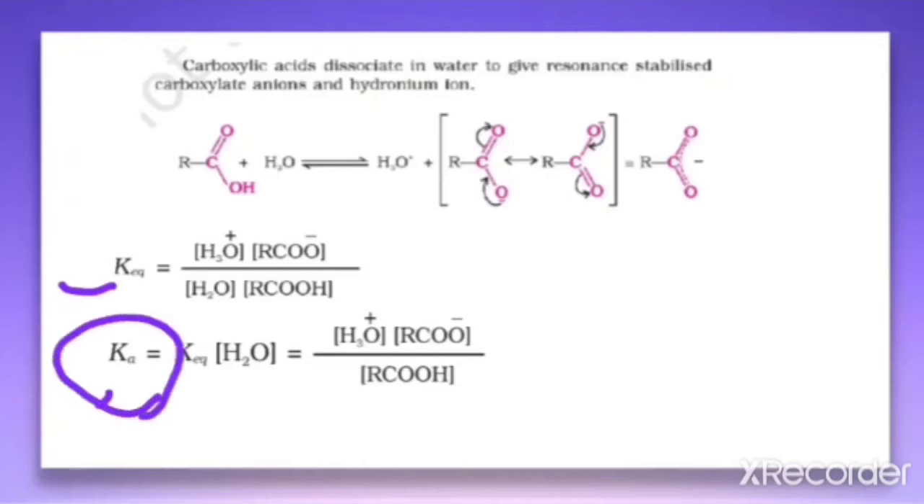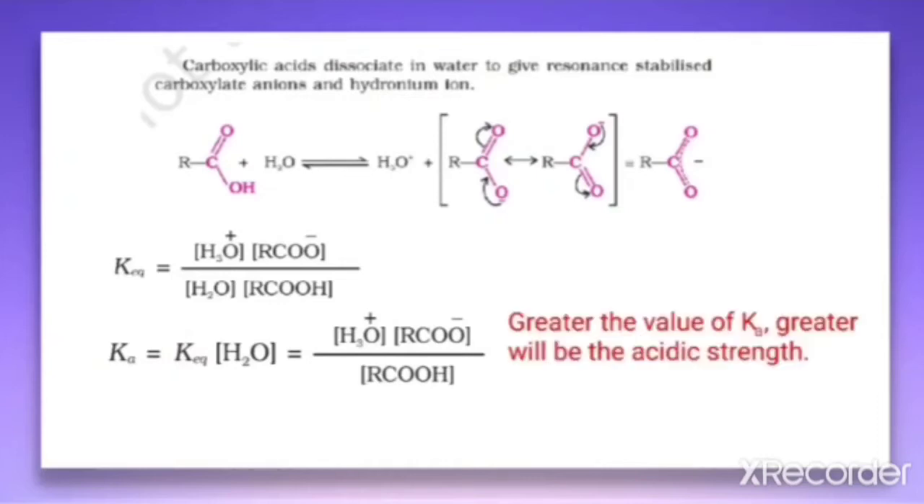So Ka is the acid dissociation constant, or we can say the dissociation constant of the acid. Depending upon the value of Ka, the strength of the acid can be determined as more strength or less strength. That is, the greater the value of Ka, the greater will be the acidic strength. And we know that when we take the negative log of Ka, that gives rise to pKa. That is, negative log of Ka is equal to pKa.